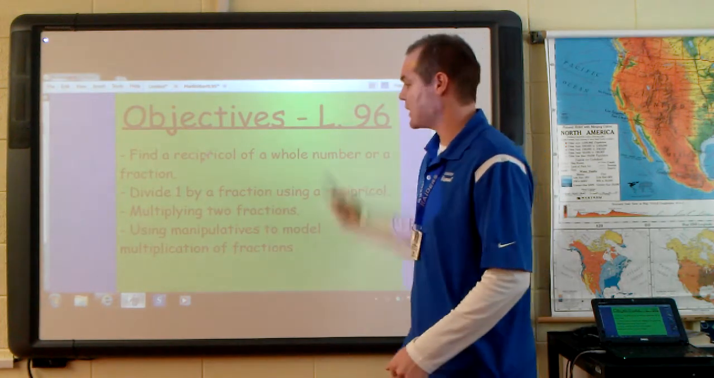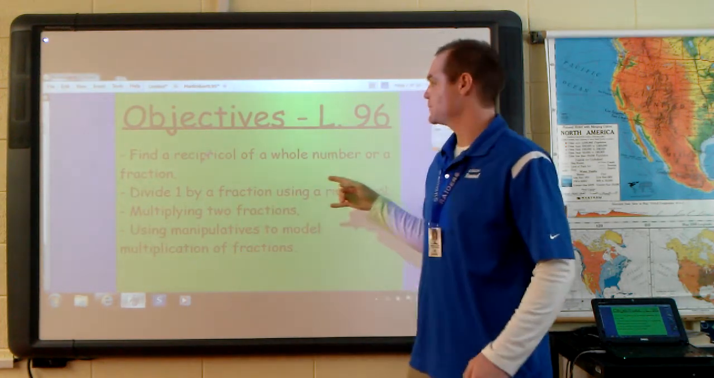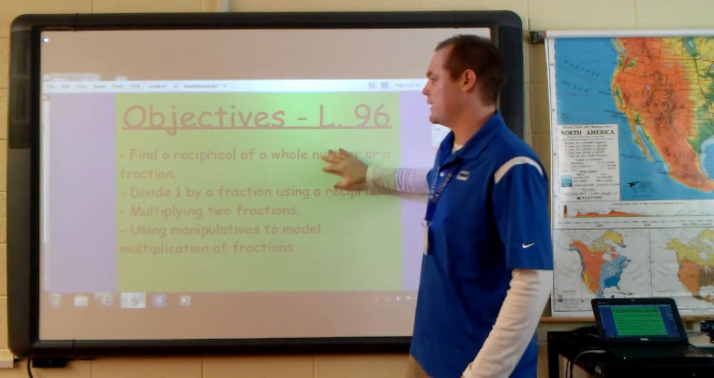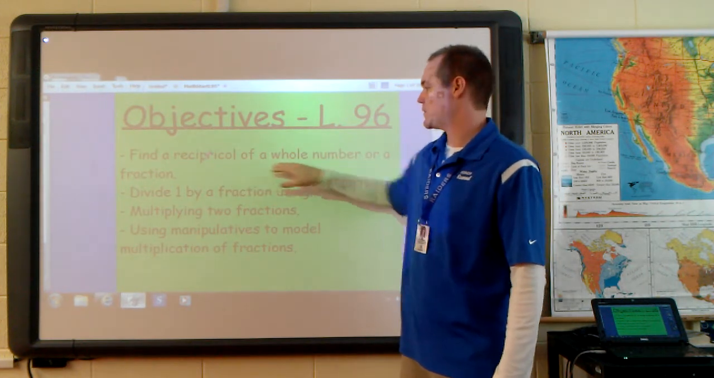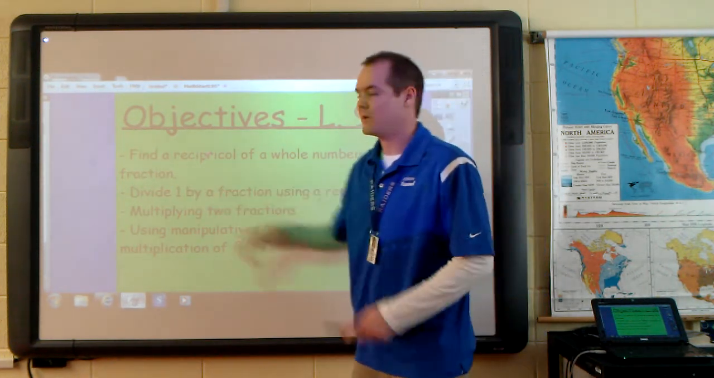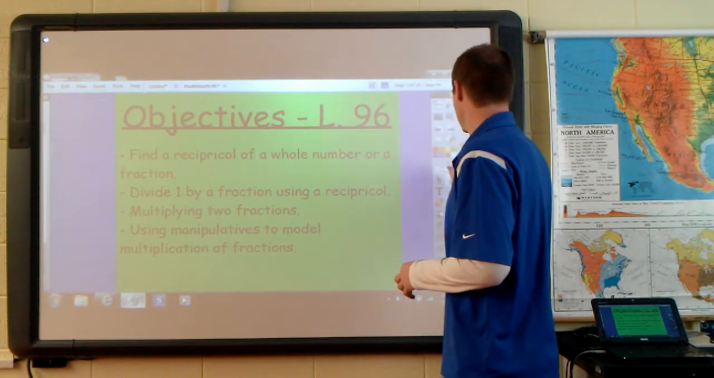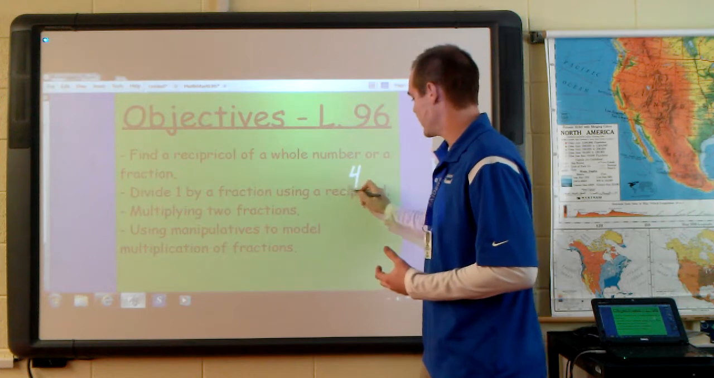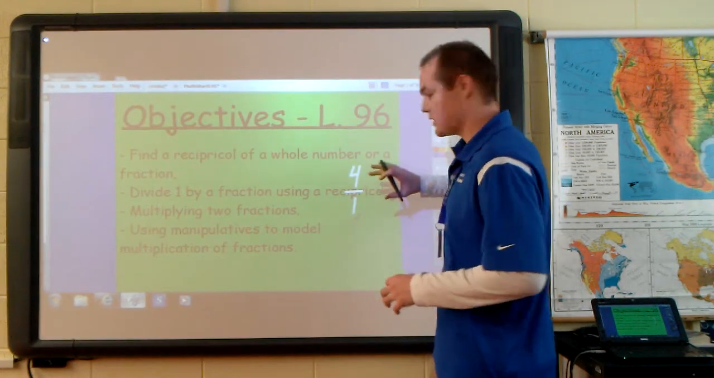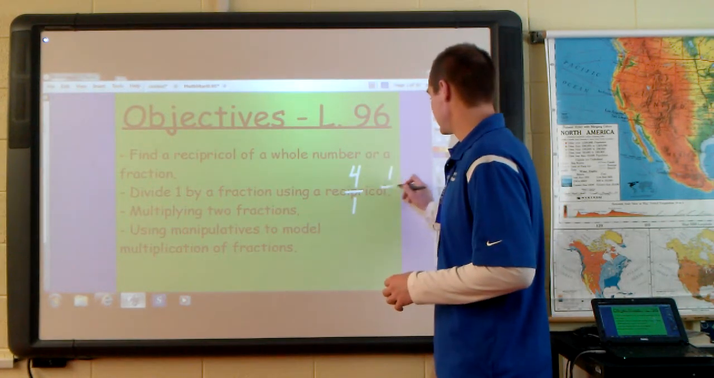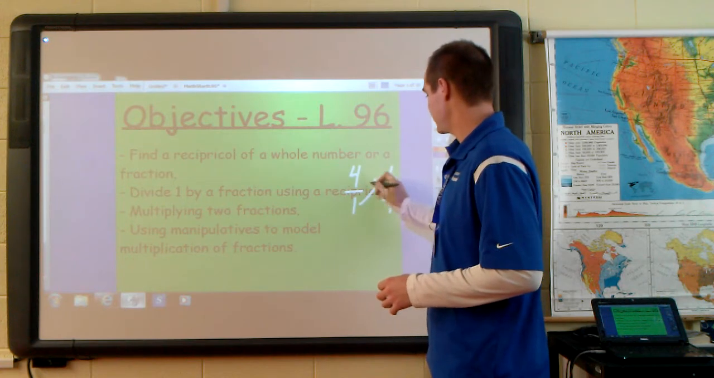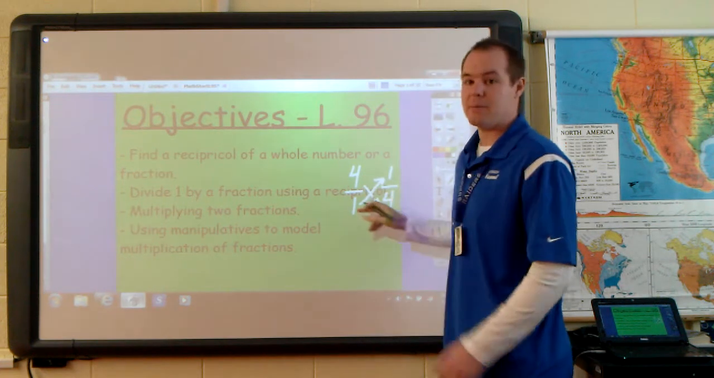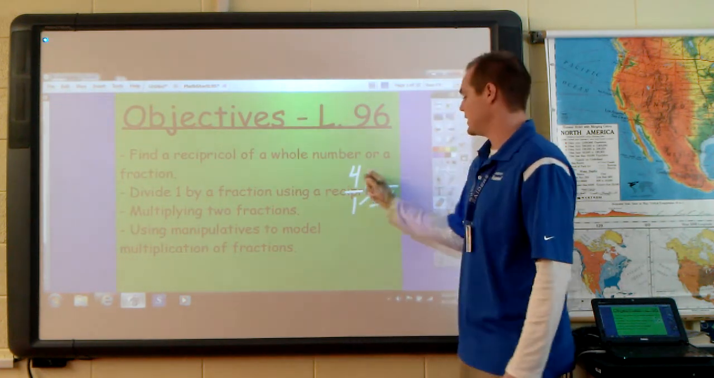But the four objectives, two of them we just covered last week Friday. It says find a reciprocal of a whole number or a fraction, remembering that if you want to see 4 as a fraction, you put it over 1. The reciprocal, when you invert that fraction, is just 1 over 4, putting the numerator in the denominator.